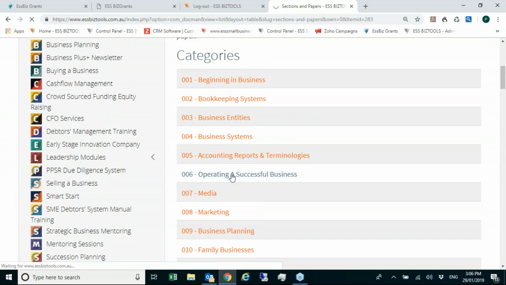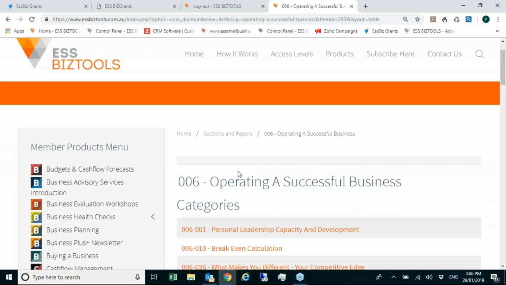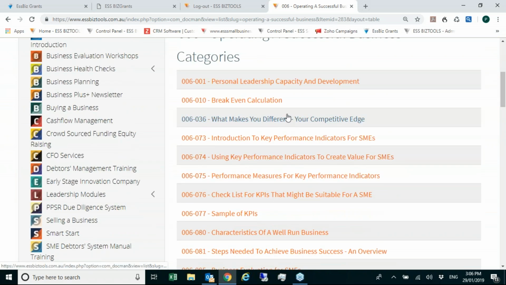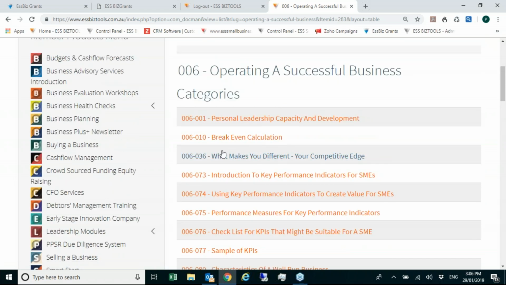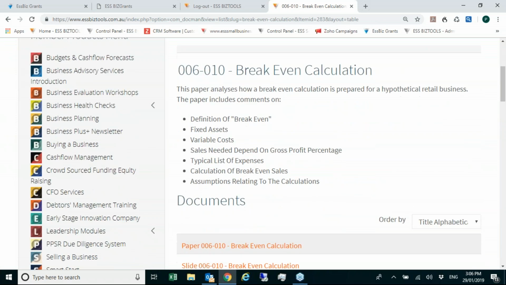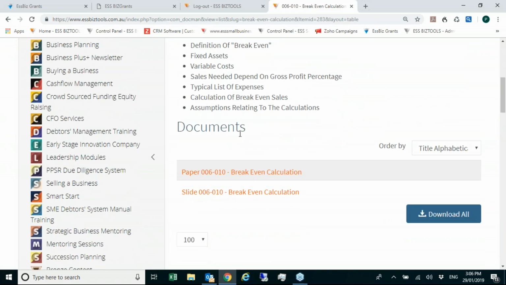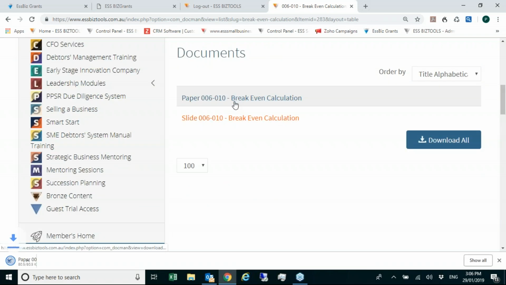If you want to see what's inside a category, just click on it, and then we have the articles within there. So if you wanted to talk to a client about break-even calculation, it's just a matter of clicking on it. There's an executive summary. You get the paper, you just click on the paper.